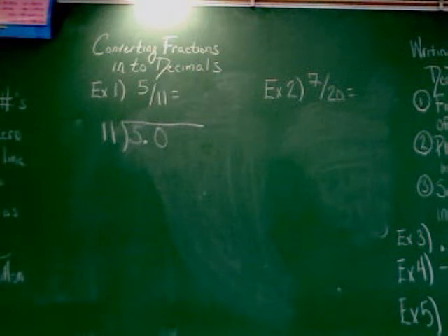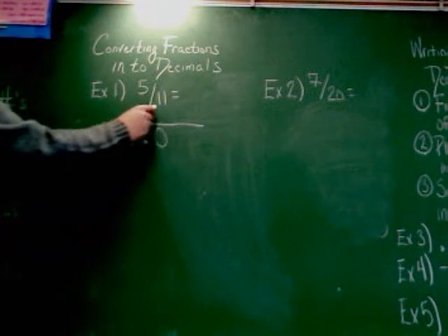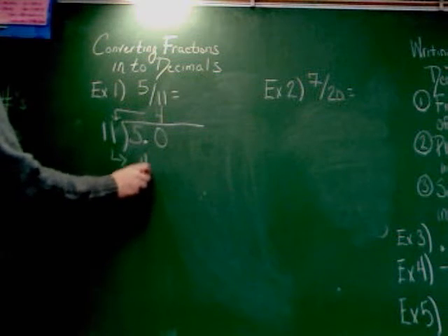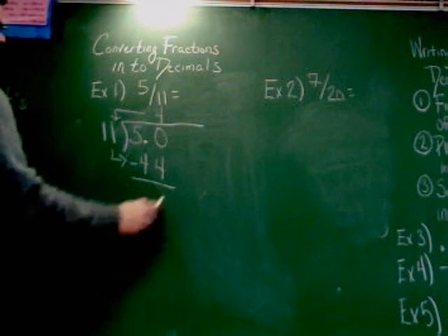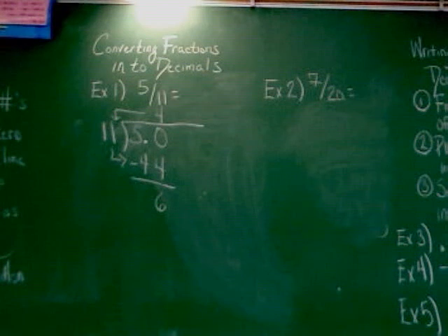So I start off and I'm asking myself, how many times does 11 go into 50? 4 times. So put 4 up here. 4 times 11 is 44. And I subtract. 50 minus 44 is 6. Now, when I get a 0 remainder, and I've used all the numbers, I'm done. I don't have a 0 remainder, so I have to keep going.